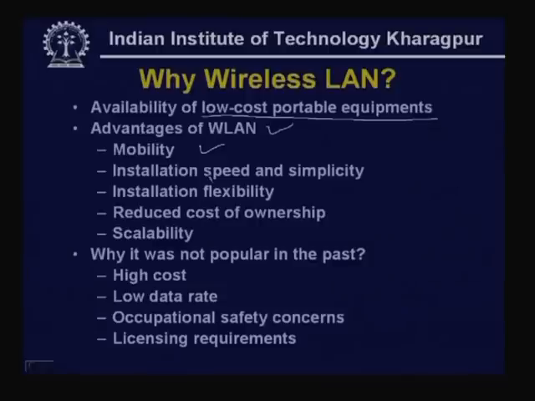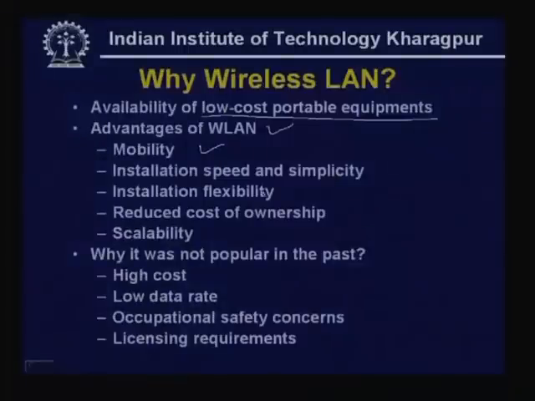And it also has other benefits, for example, installation speed and simplicity. A wireless LAN can be installed in a matter of hours. On the other hand, a wired LAN will take a very long time to install. You have to do the wiring, cabling, and also install equipment and various other things. And it is quite simple, as we shall see, to install and deploy.